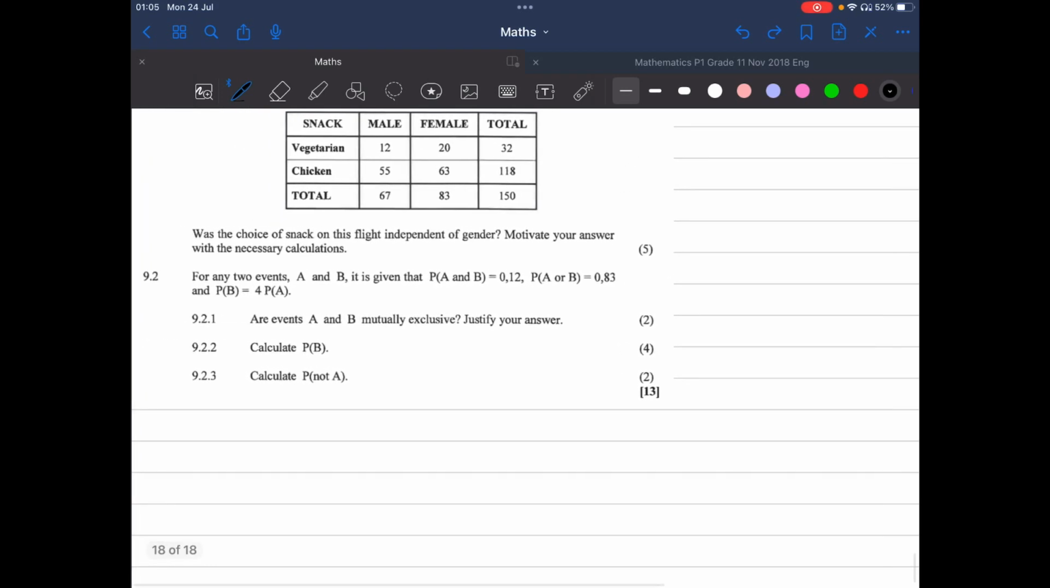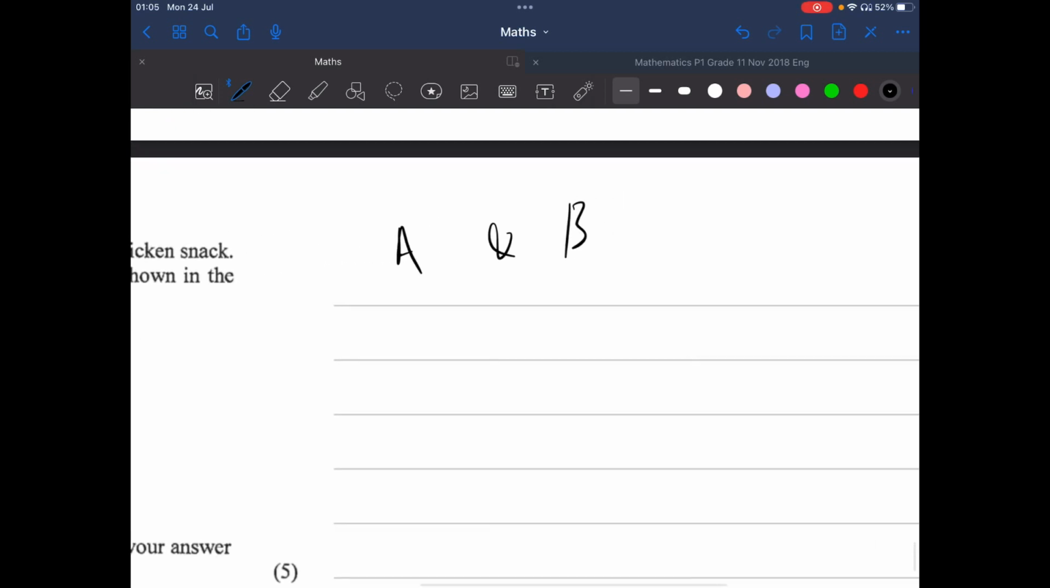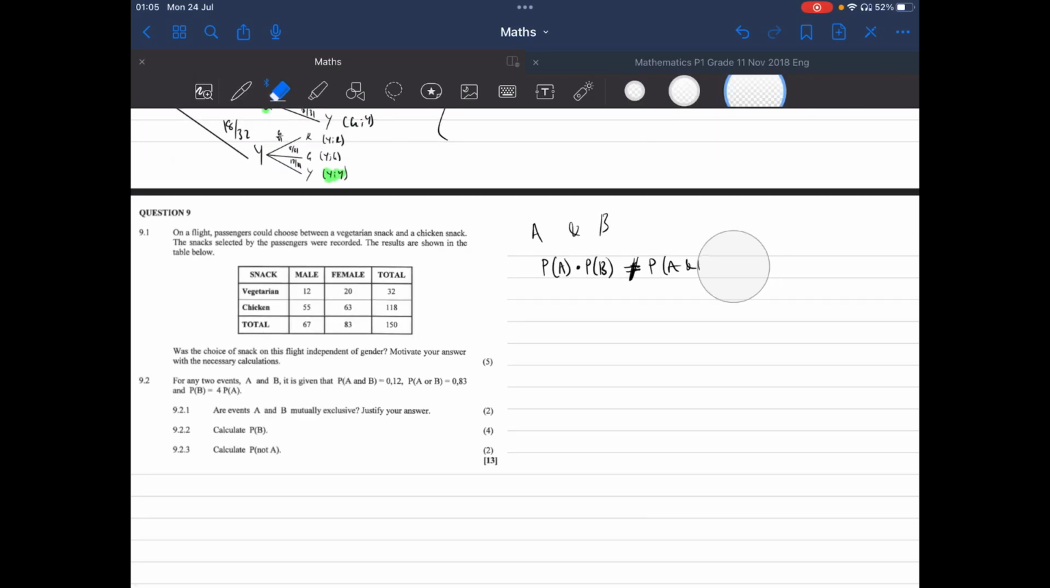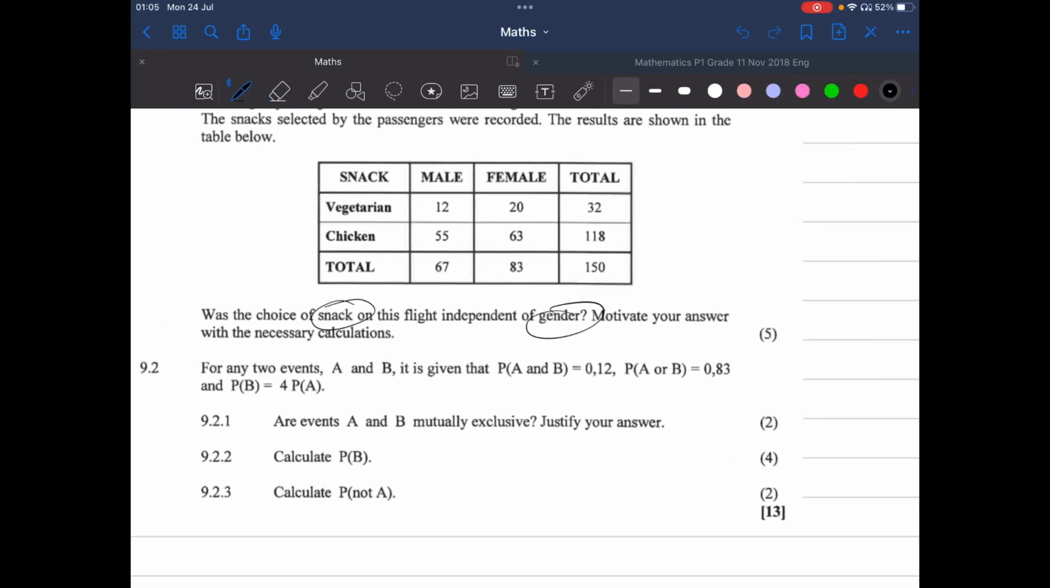So how do we know if two events are independent? Let's say I have two events A and B. If the two events are independent of each other, the probability of A times the probability of B is equal to the probability of A and B. And if they're not independent, then they won't be equal. So let's see now whether the snack was dependent on gender.